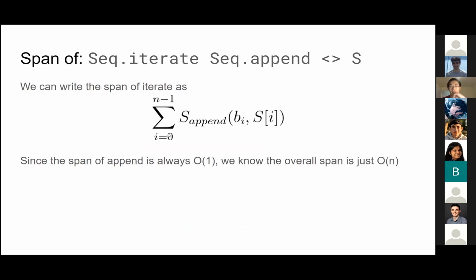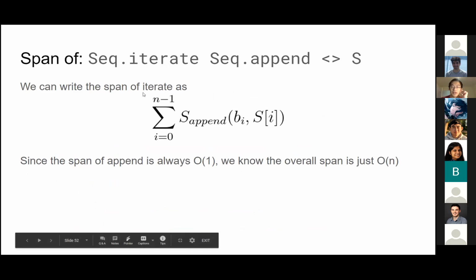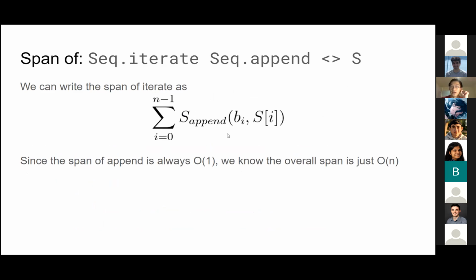Okay. So let's talk about the span now. We can again write out the span the same way, except instead of the work of append, we're using the span. And the span of append is constant, O of 1. So that makes our life easy. Then we're just adding a bunch of constants n times. So the overall span is just O of n.